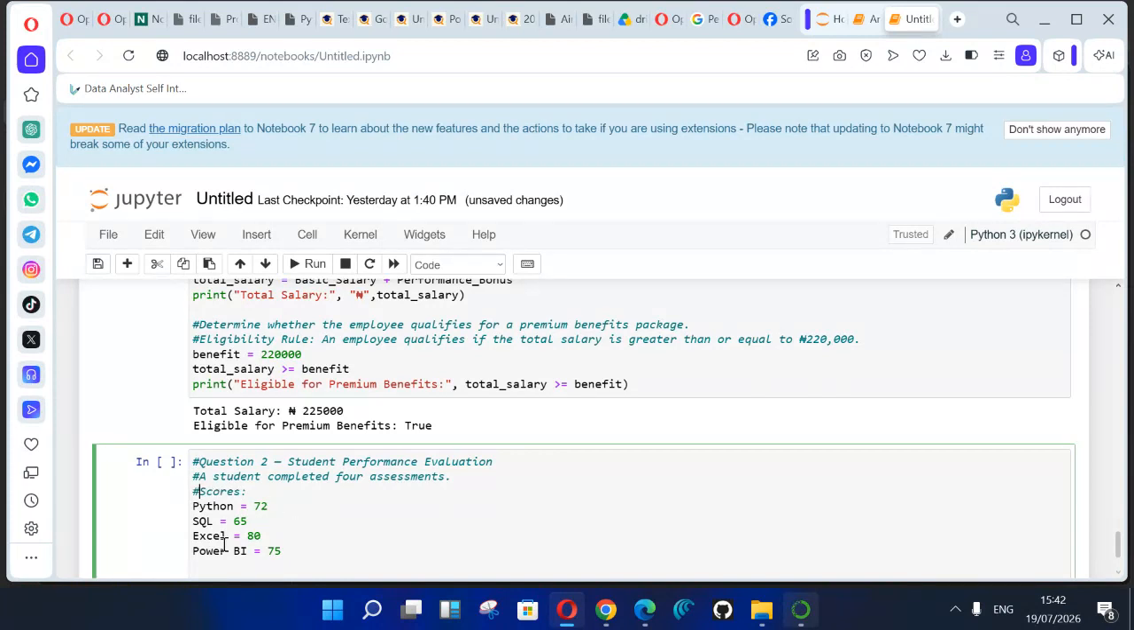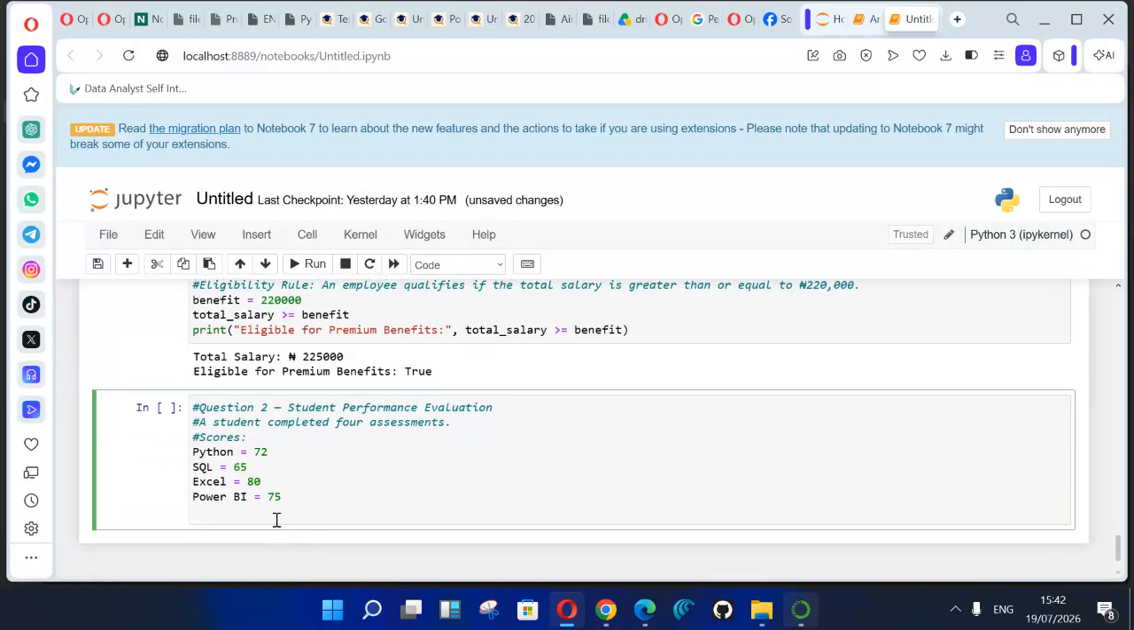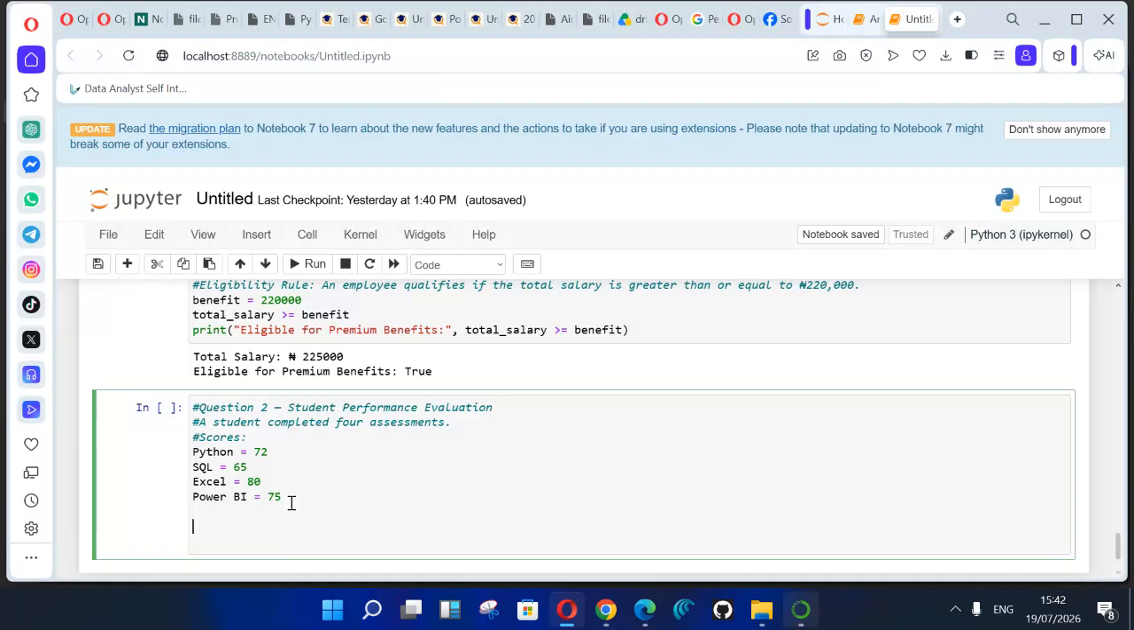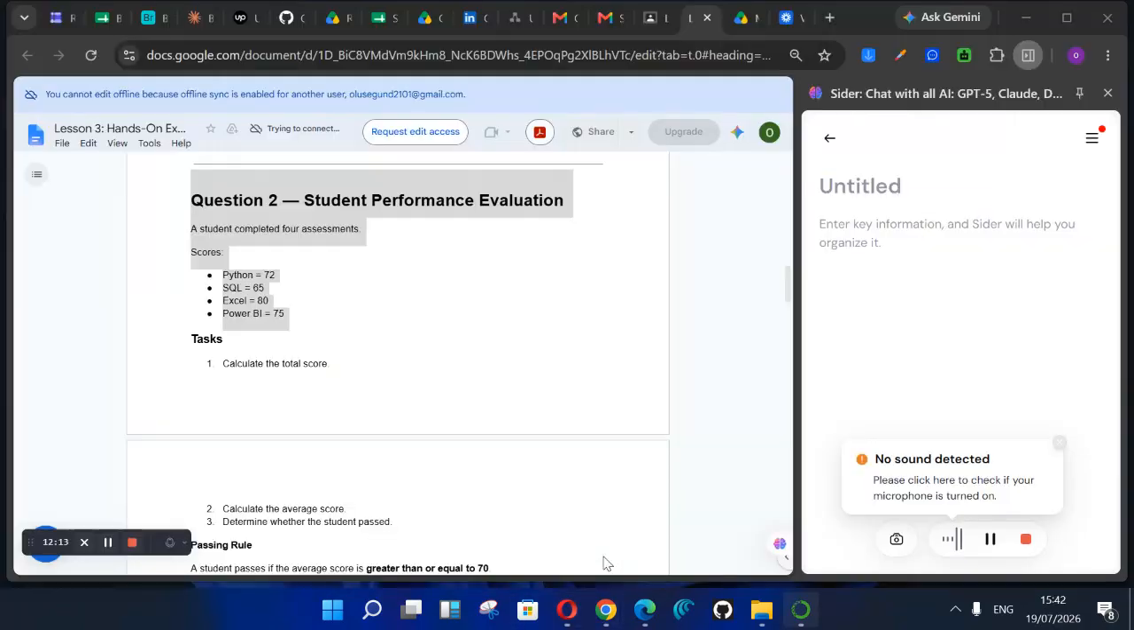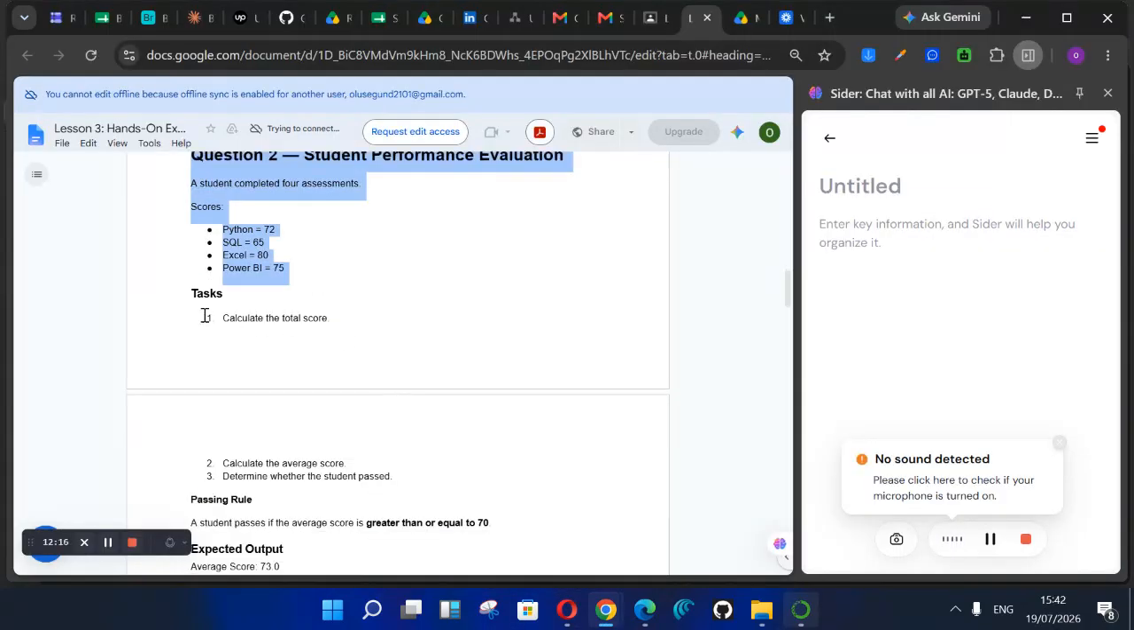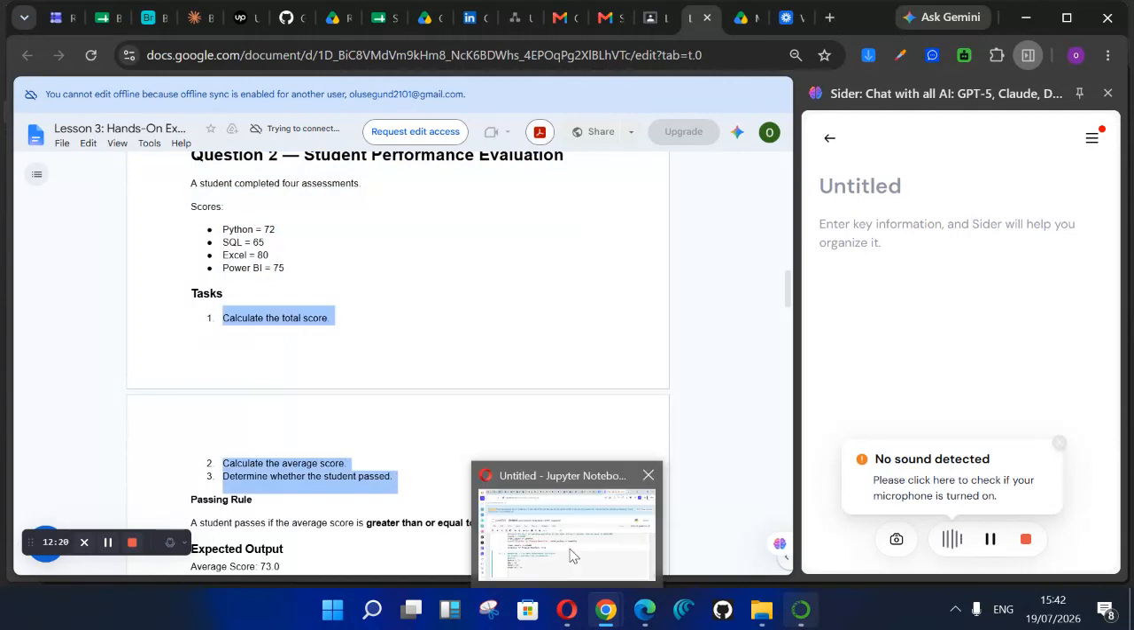So these are the scores. This is question number two, students performance evaluation. The question is a student completed four assessments and the scores are Python equals 72, SQL equals 65, Excel 80, Power BI 75. So let's answer the questions, which is calculate the total score.